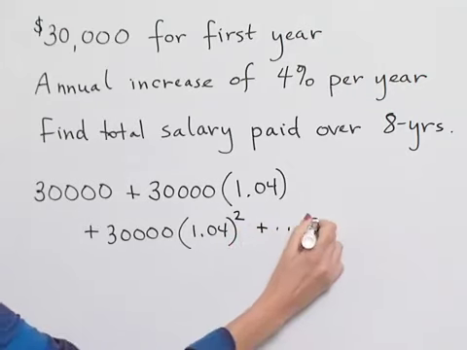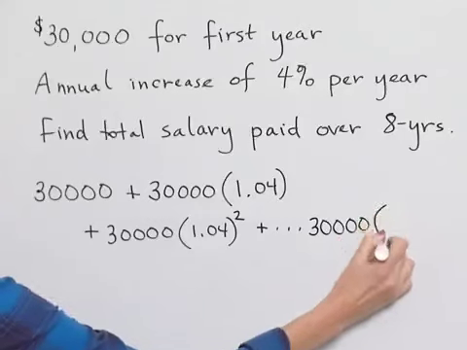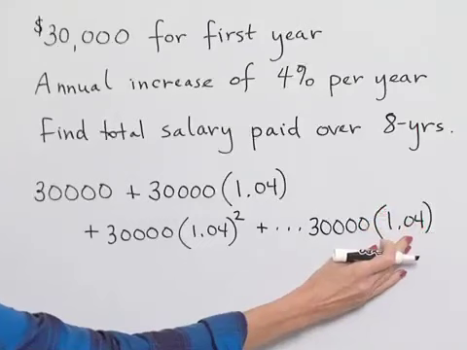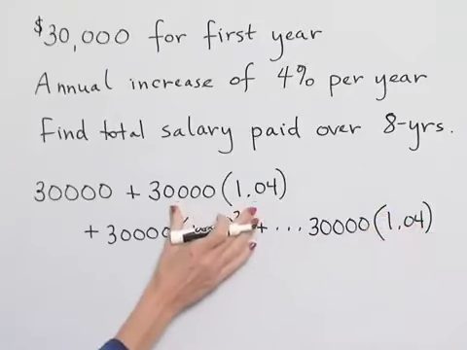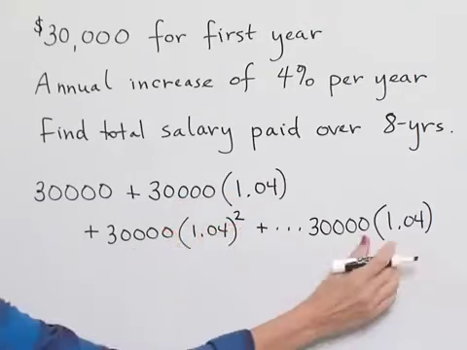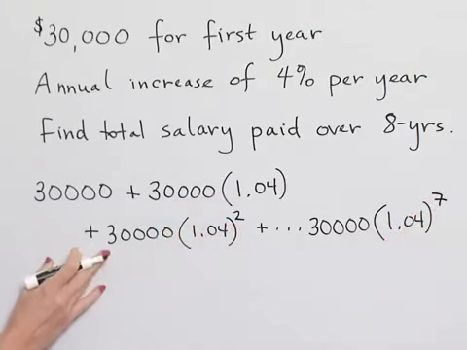Well, in the 8th year, we'll have our amount of 30,000 times 1.04, and how many times would we have multiplied by 1.04? Well, let's look back. Second year, 1 time. Third year, twice. So 8th year, 7 times. So this is a representation of the total salary.